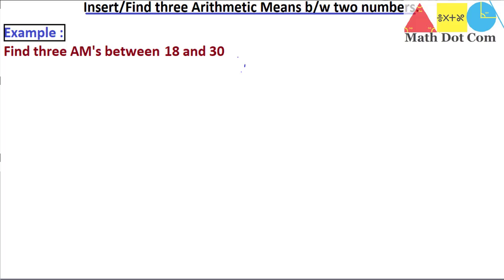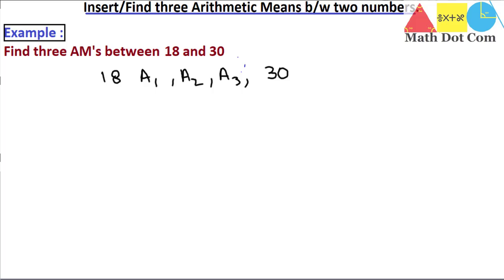Now what does it mean? It means if I write 18 and I write 30 here, I have to add three arithmetic means between them. So we will have A1 here, A2 here and A3 here. So we have to add three arithmetic means between 18 and 30.